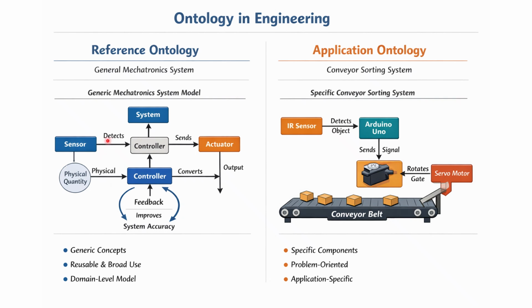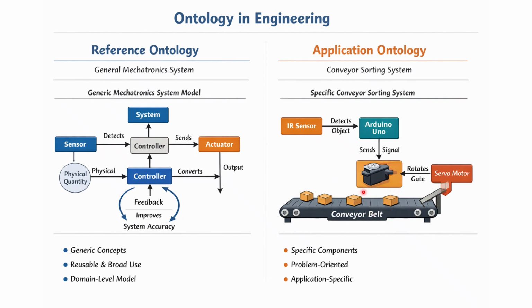Here we have not given specifics about what type of sensor, what type of controller, or what type of actuator we are using. So it's a very general concept and a reusable, broad-use model. It is specifically used as a domain-level model. The reference ontology provides standardized knowledge representation, reusability and interoperability between systems and domain-level understanding. So this is basically used in creating a common engineering vocabulary.